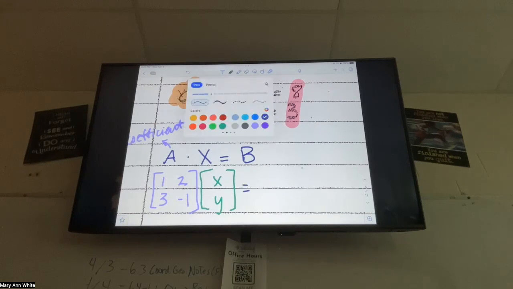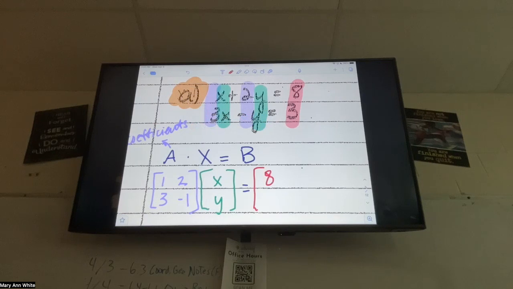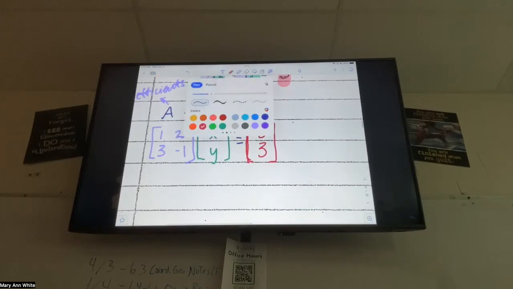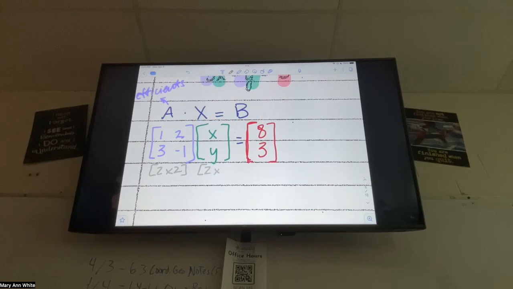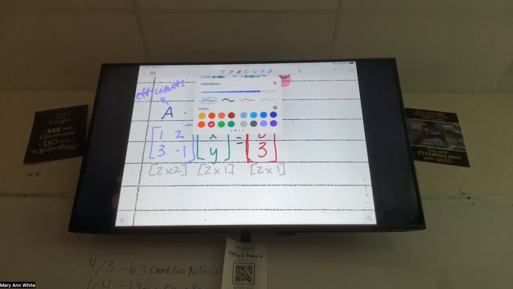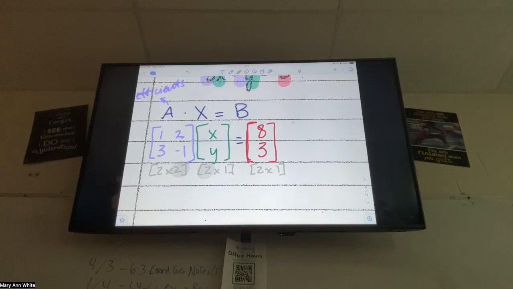I'm going to tell you why we know all of these. I think the 8 and 3 are pretty self-explanatory. Are you guys okay with why those are their own little matrix and why it's a 2x1? Okay. My A is a 2x2, my X is a 2x1. And I'm allowed to multiply those together because the 2's match each other. So I am allowed to multiply these two matrices together.